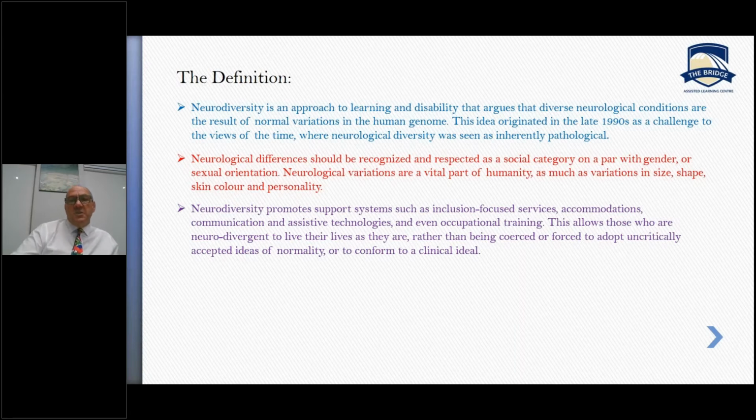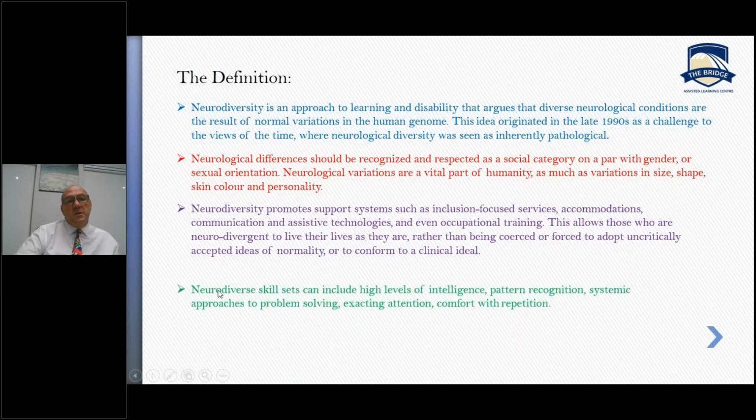And as that definition also says, it allows neurodivergent people, who are not all exactly the same, to live as they are. And we want them not to be coerced, not to be forced to adopt what other people would accept as an idea of normality. We want them to live as they are, not to be forced to be something that they are not.